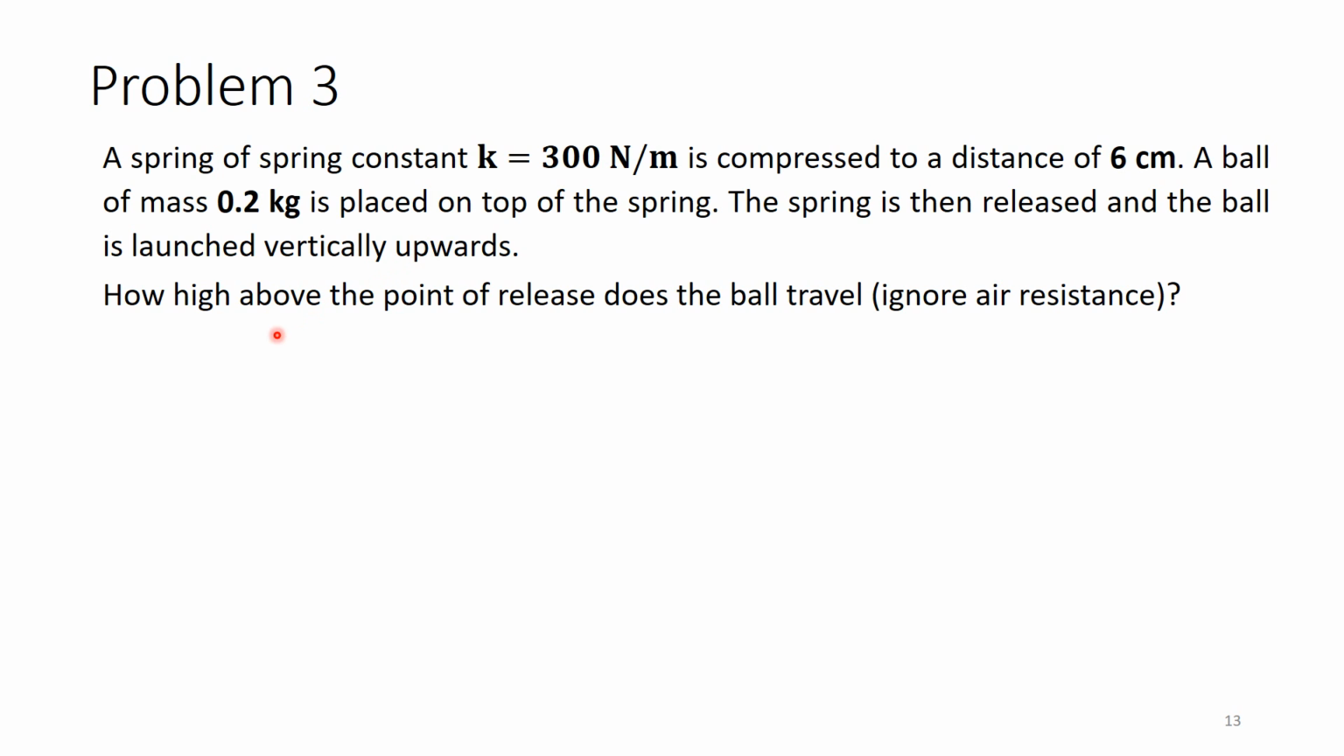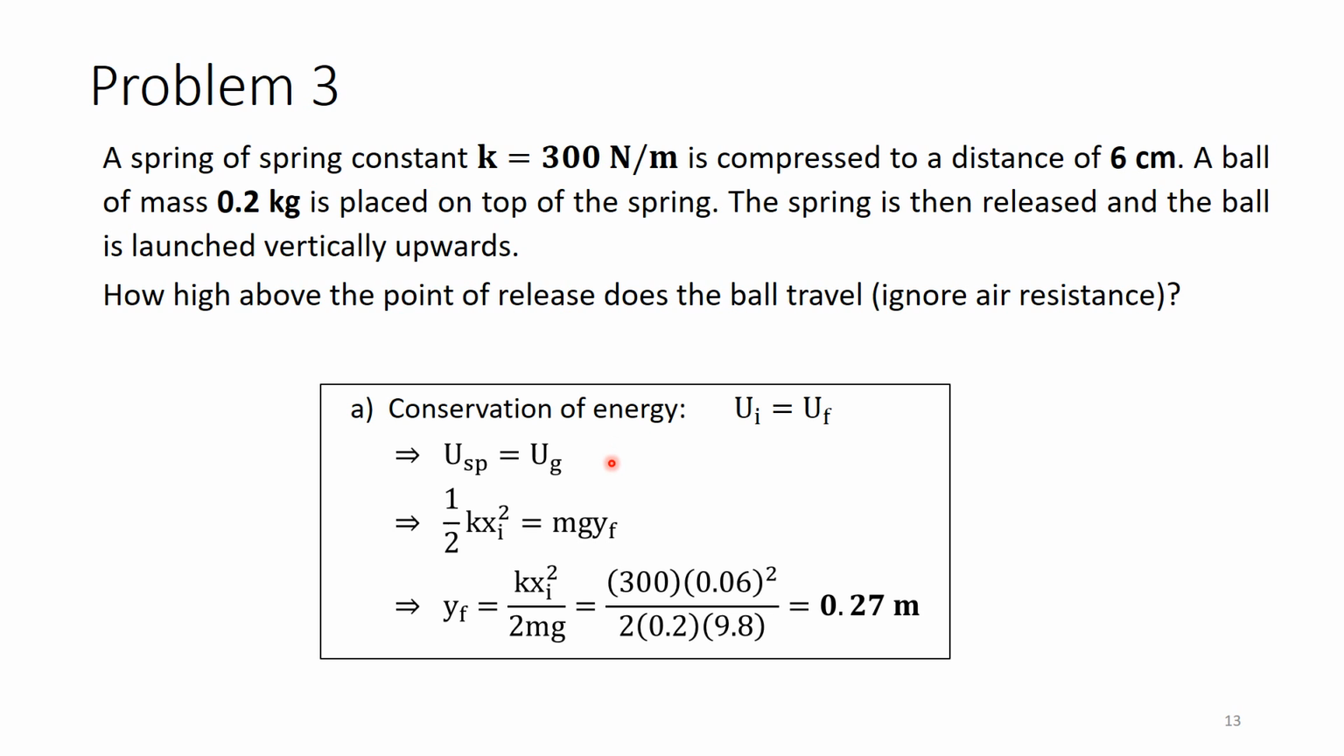up. The ball keeps traveling up, and as it goes up, it's gaining gravitational potential energy, and at some point this is maximum. We are trying to figure out this maximum height, how high above the point of release the ball travels. So again we use conservation of energy.